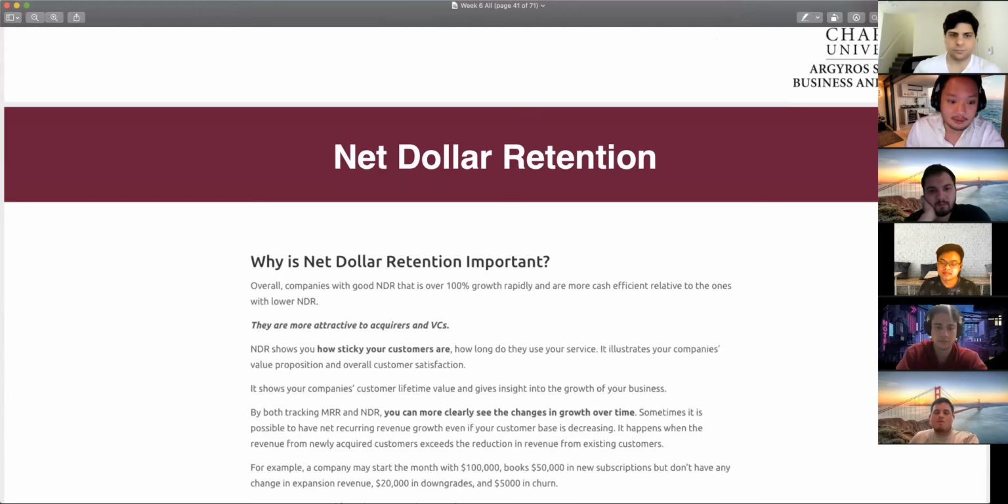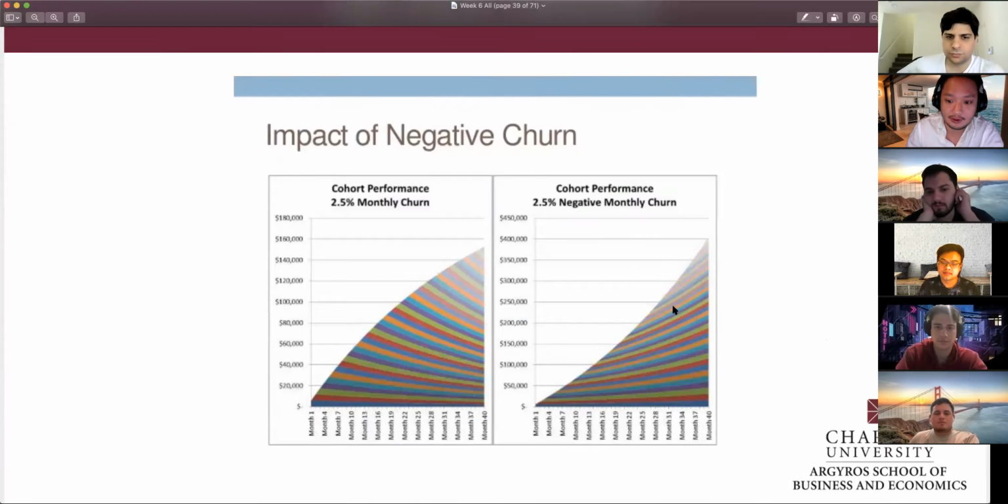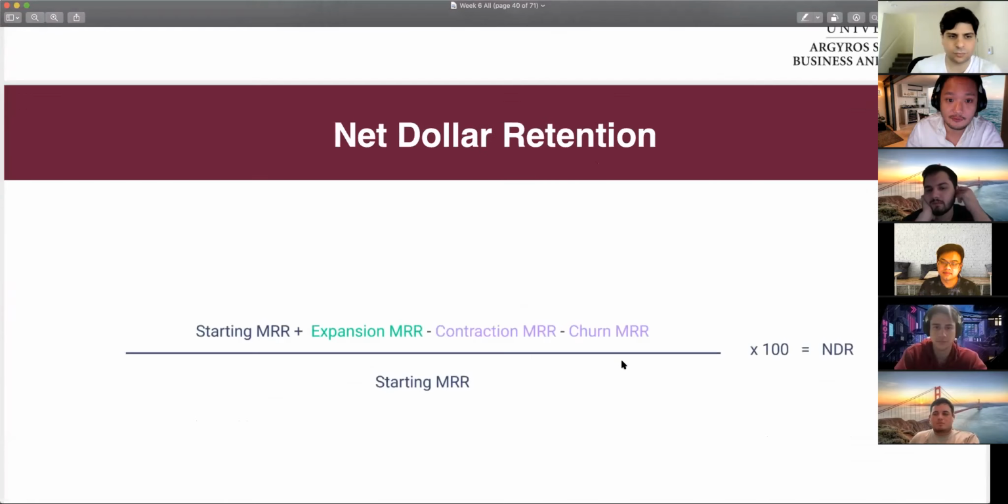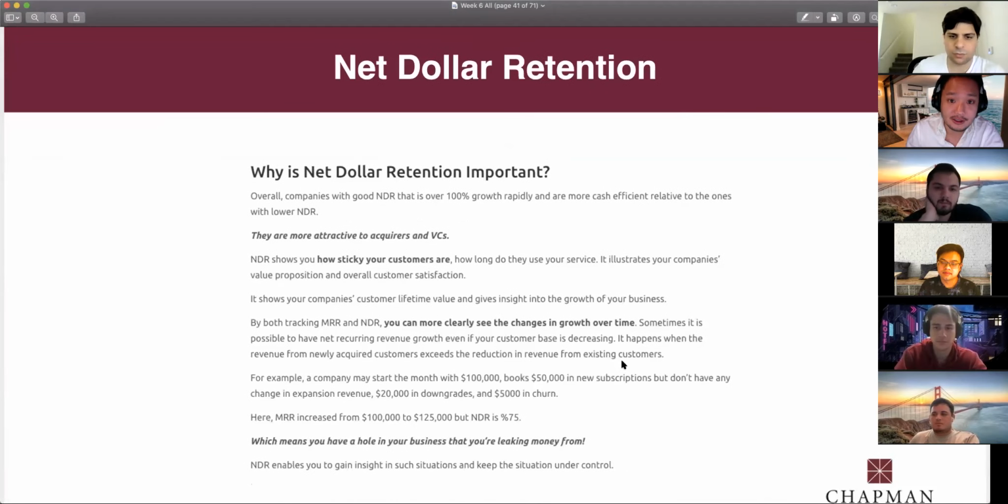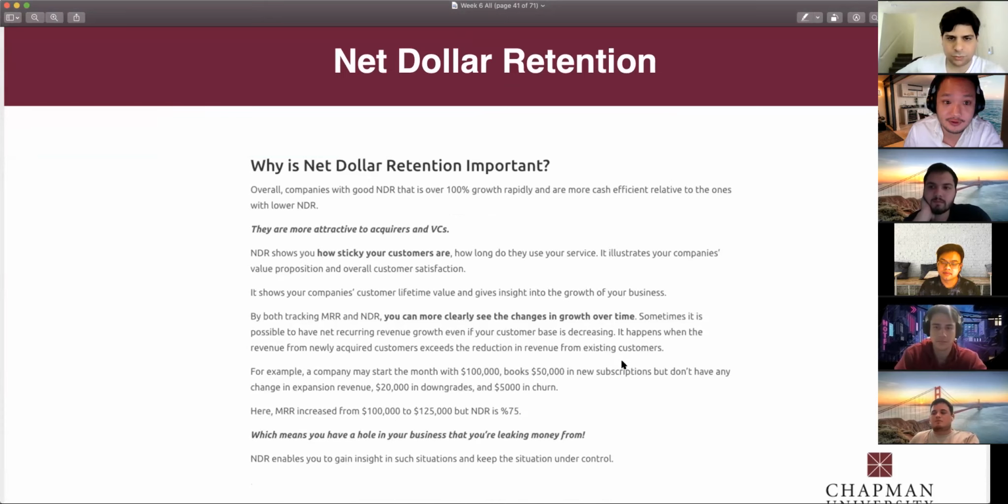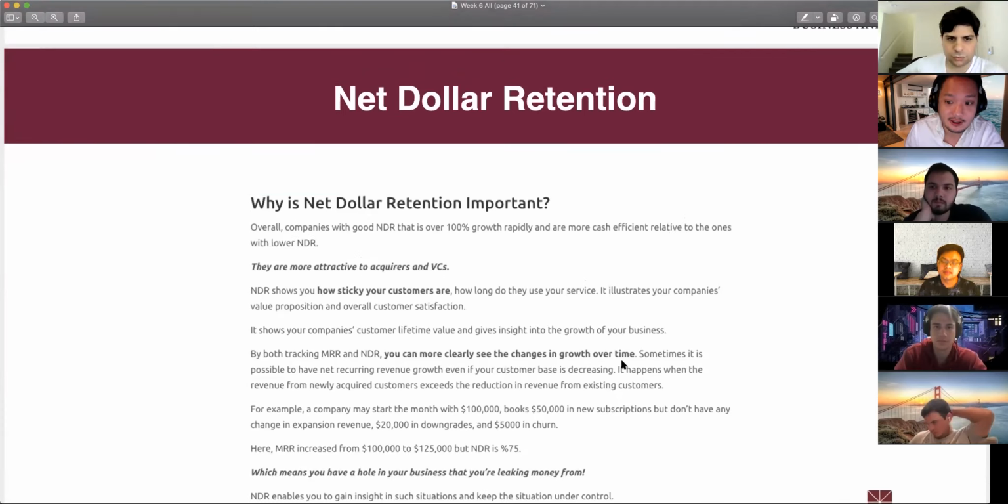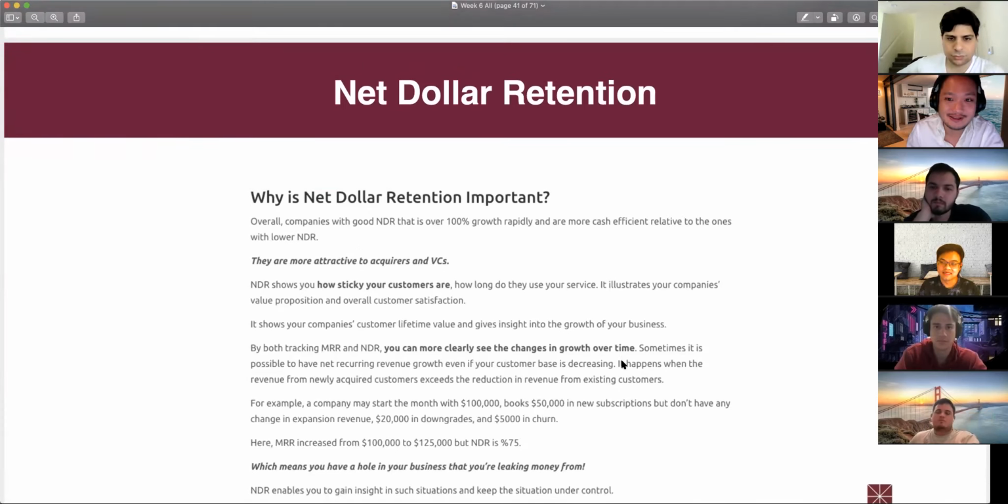So, well, why is this important? Overall, companies with good NDR that is over 100%, they grew significantly rapidly, like this chart right here. So over a course of time, remember Einstein said the most powerful force in the universe is compound returns. This is compound returns. So this is the type of business you need to build, if you really want to scale.